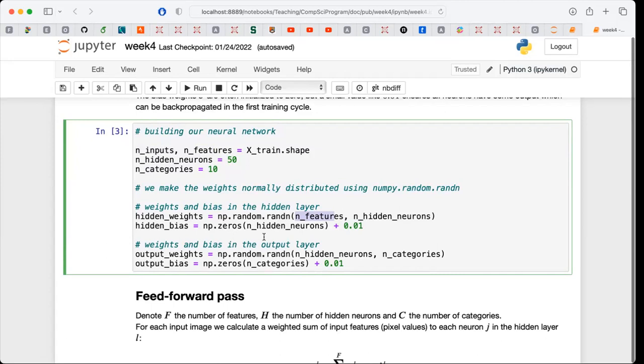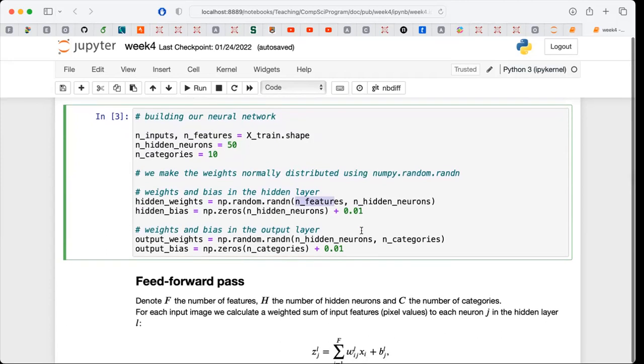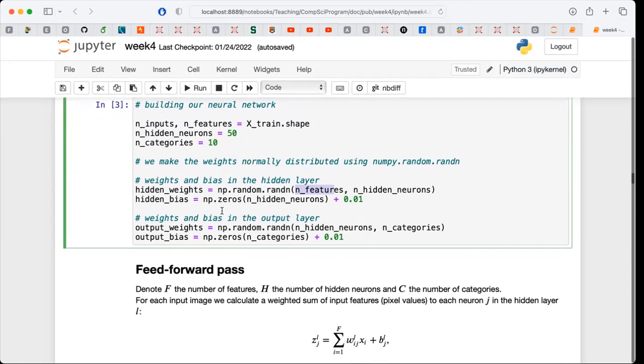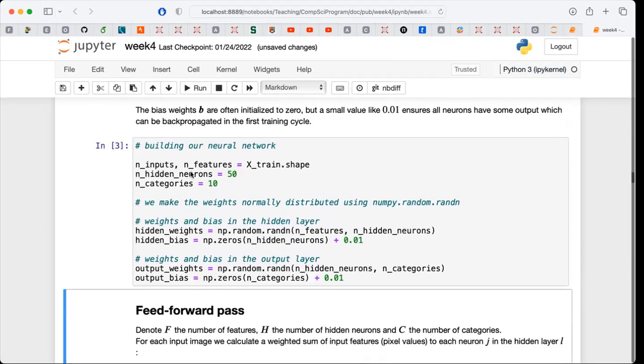Then we have the bias, and in this case, you can initialize them to 0 plus a given small number. So this bias is normally set to a small number in order to avoid that the training actually stops. In case your weights are 0, then the training would just stop, and you would just propagate zeros. And then we have the weights and the biases in the output layer, and we do the same here. So this is the initialization of the network. So we're just building the network here.